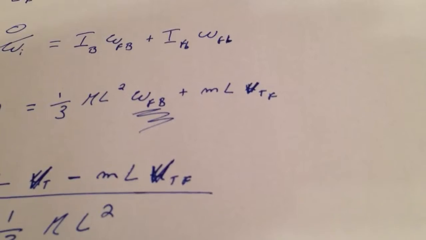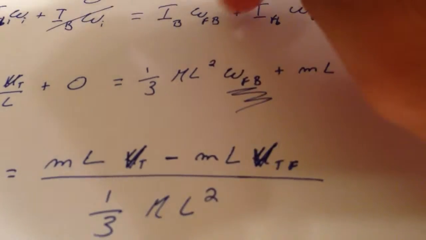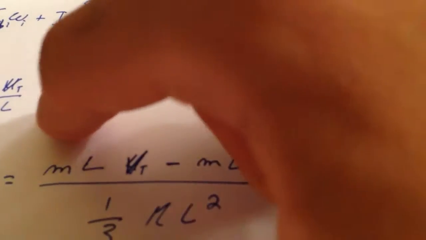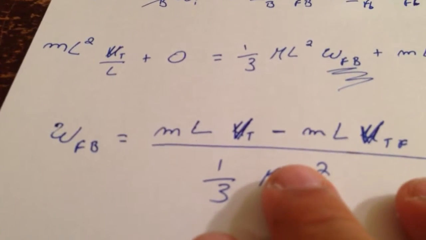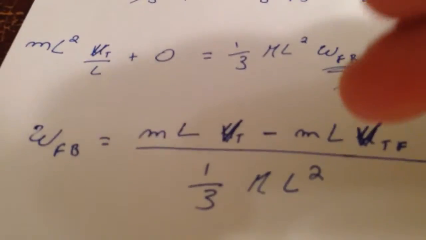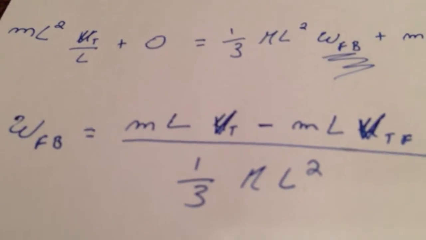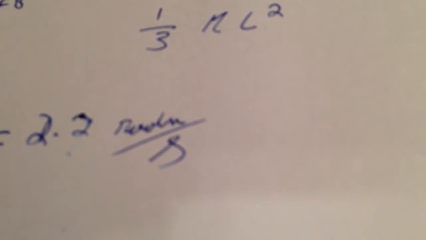And if we move this to this side and we multiply by 3 to this side and move this to this side, we're going to have something like this right here. And right now, it's just a plug-in game where you take all your values from here and plug them in here, and what I get at the end is 2.2 radians per second, and that's the problem of today.